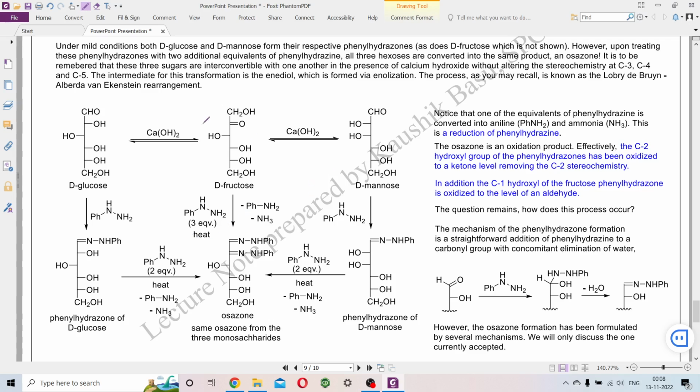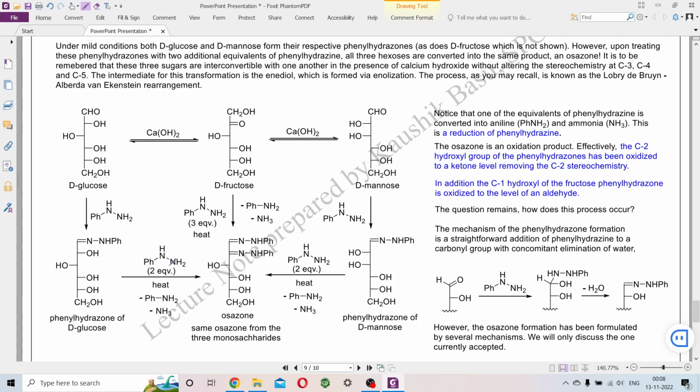So this is what we are talking about. You have D-glucose, you treat it with one equivalent of phenylhydrazine, you get the corresponding phenylhydrazone. Then you subject it to two more equivalents of phenylhydrazine, and you get the corresponding osazone. The same osazone can be accessed from D-mannose. When D-mannose is treated with one equivalent of phenylhydrazine, you get the corresponding phenylhydrazone, which again when treated with excess phenylhydrazine, rather two equivalents, gives the same osazone. Strikingly, fructose also gives rise to the same osazone when treated with excess phenylhydrazine.